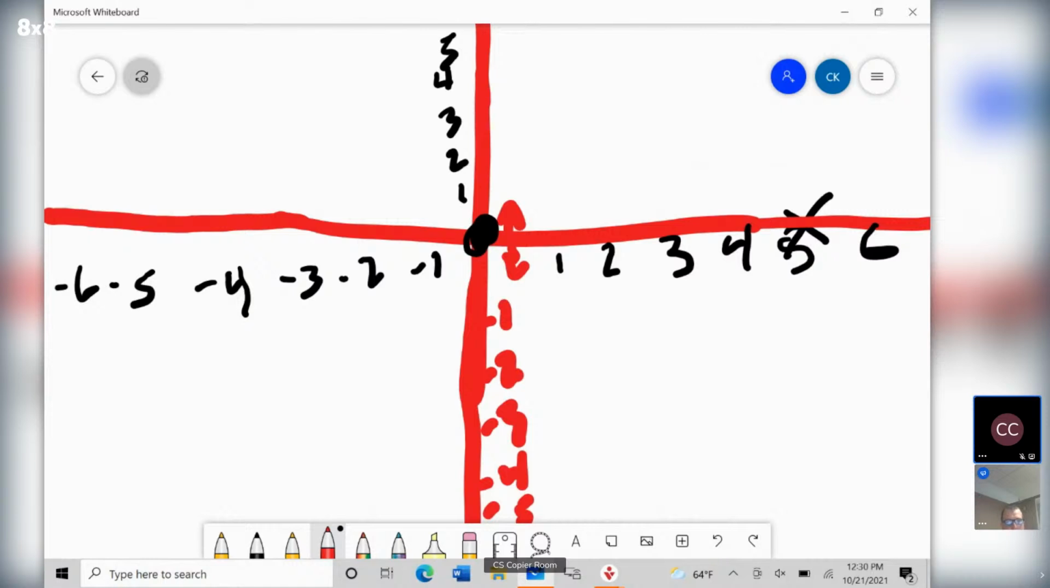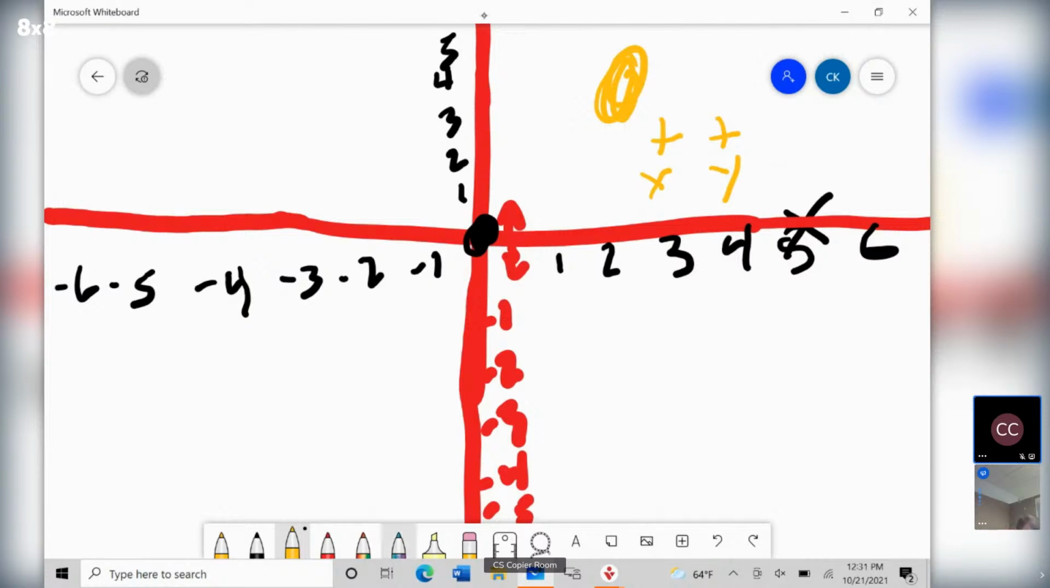So something to think about. When you're in the top right quadrant, up in here, you're going to have positive for x and positive for y. So whenever you see like a 2, 6 or 3, 6, you know it's going to be in the upper right-hand corner, because both those values are positive, because it's going to be going to the right on the x-axis and going up on the y-axis. So you're going to have two positive numbers.